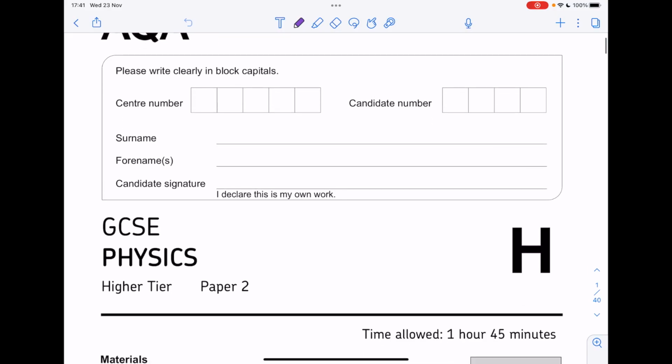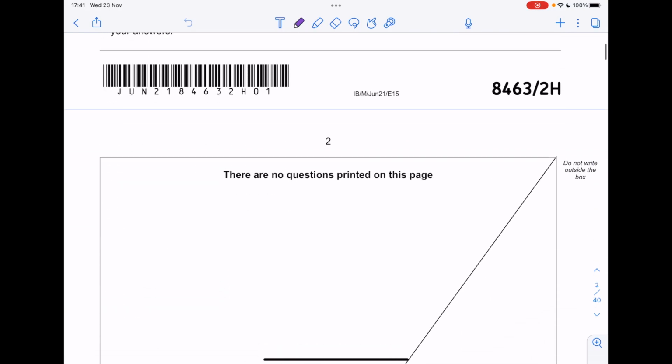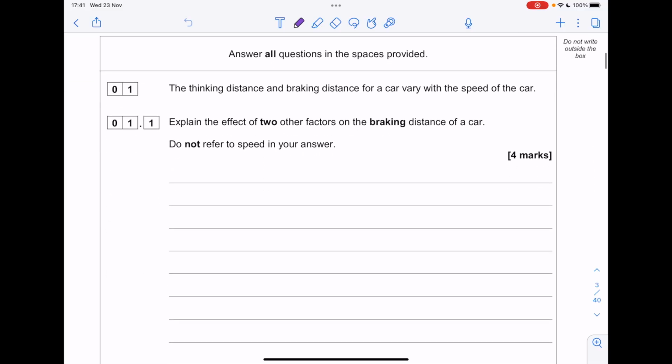This is an AQA GCSE Physics paper higher tier, paper 2 from June 21. The thinking and braking distance for a car vary with the speed of the car. Explain the effect of two other factors on the braking distance of a car. Do not refer to speed in your answer.